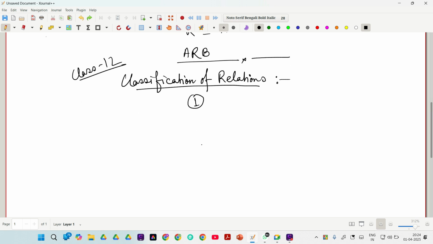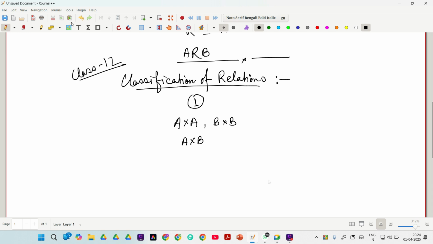Before classifying the relation, note that the classification of relations is only applicable for the same set, meaning A cross A or B cross B. We cannot define such relations like reflexive relation, transitive relation or symmetric relation on A cross B. That would be a much more complex idea.